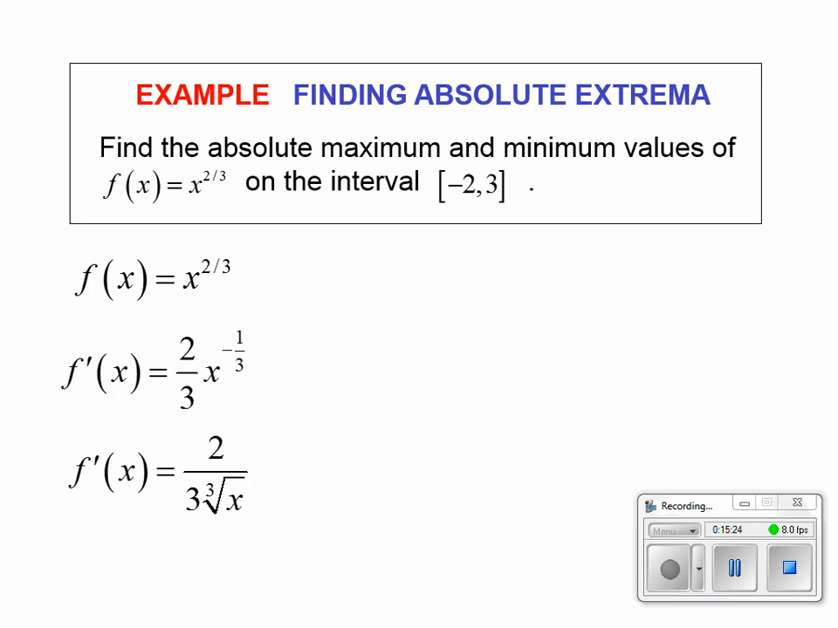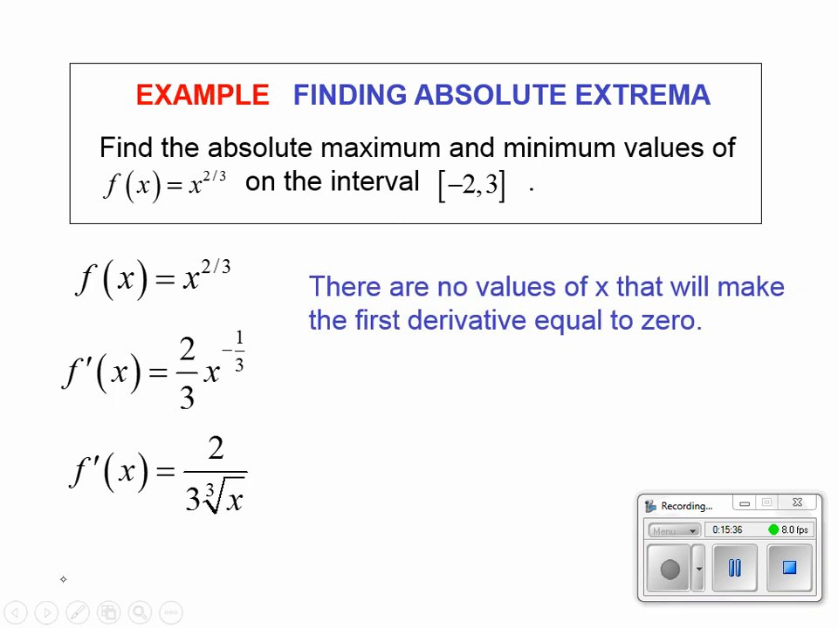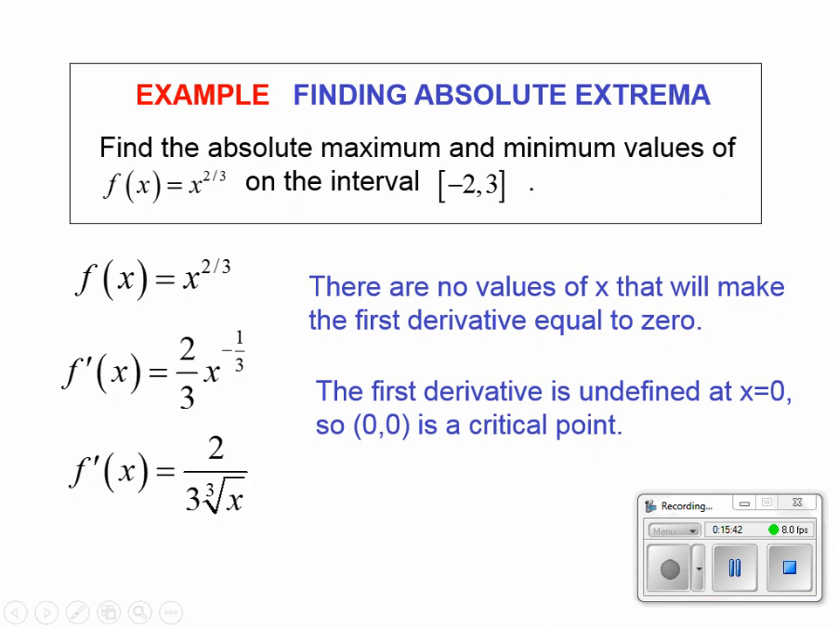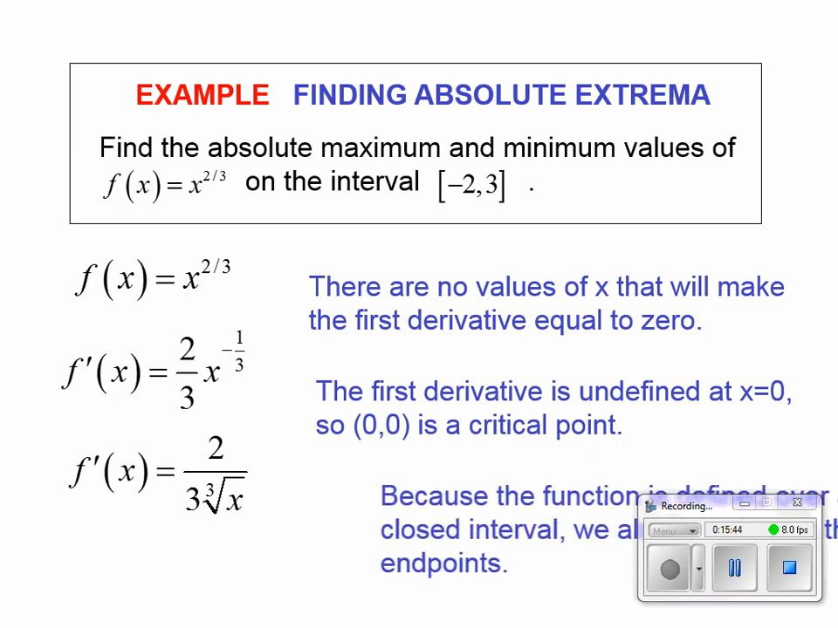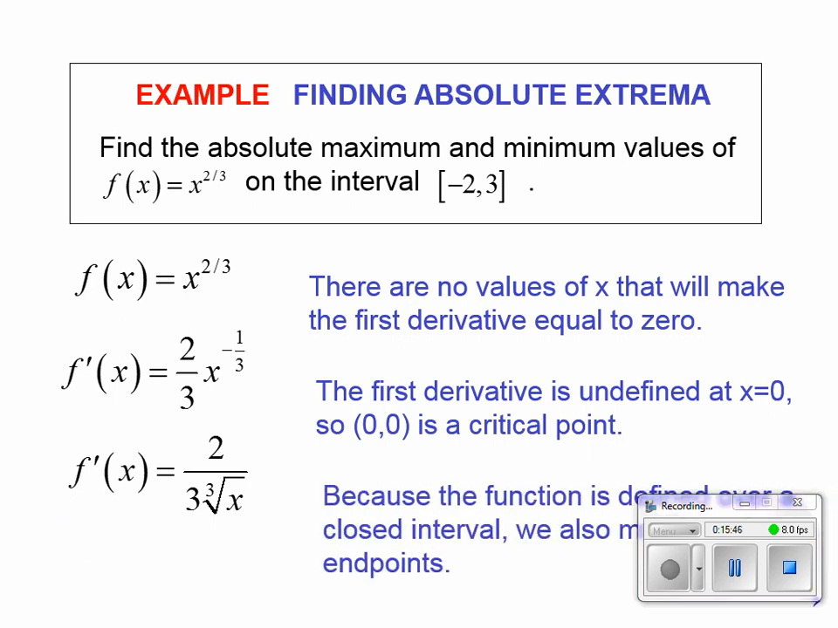We have a critical point. So if it's going to have a max or min on the interior of the interval, it's going to be at what x value? 0. That's the only critical value. So this is not defined at 0. So we have one critical value, x equals 0.